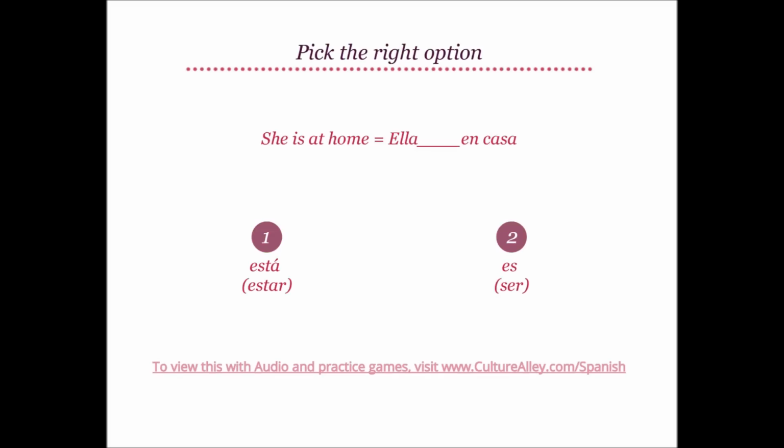Now let's look at she is at home. Will it be ella es en casa or ella está en casa? She is at home translates to ella está en casa. Está, a form of estar, is the right answer. How did you do there?